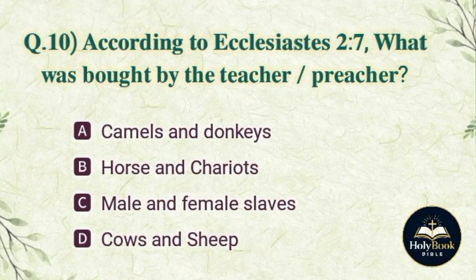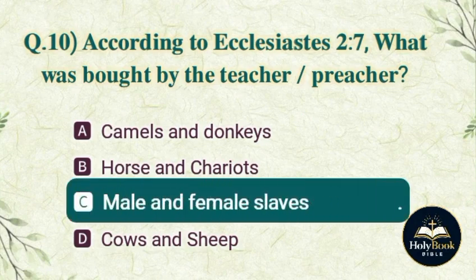Question. According to Ecclesiastes Chapter 2, verse 7, what was bought by the teacher? Options. A. Camel and donkeys. B. Horse and chariots. C. Male and female slaves. D. Cows and sheep. The correct answer is option C. Male and female slaves.